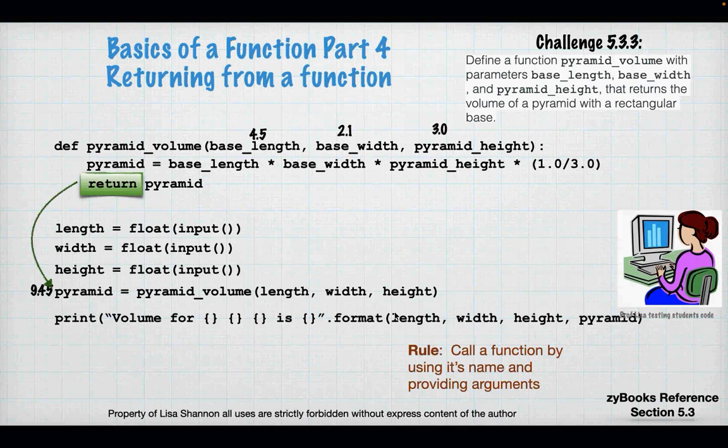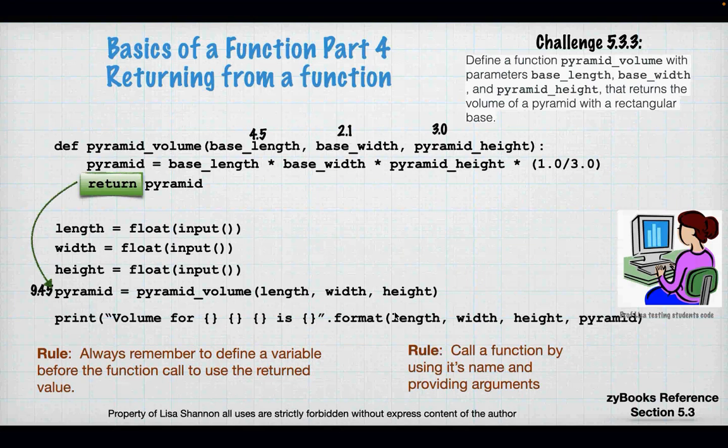So you call a function by using its name and providing arguments. Always remember to define a variable before the function call to be used as the return value. So pyramid, down here under height, is a variable. I know it's a variable because it is on the left-hand side of a single equal sign. On the right-hand side just happens to be a function call. It could be anything that would normally be on the right-hand side of an equal sign. And what Python is doing is saying, okay, Python, when we get that return value, assign that value to the variable pyramid. So that's what a return does.